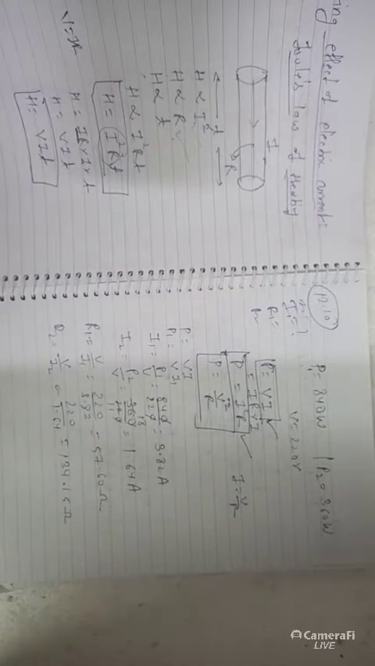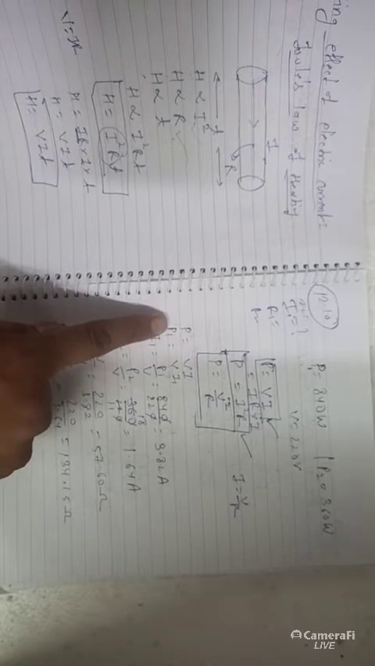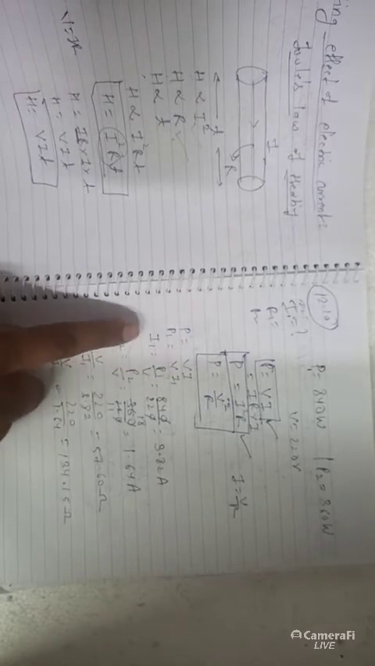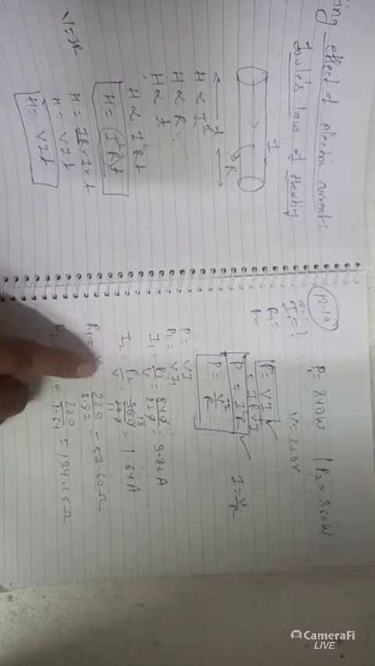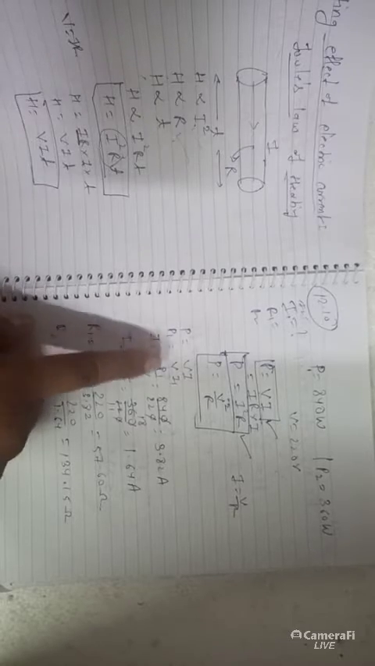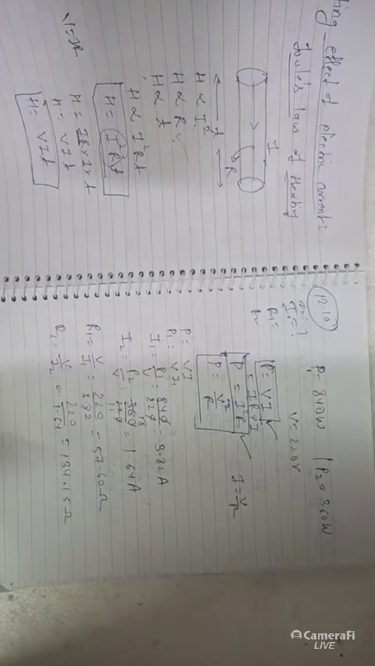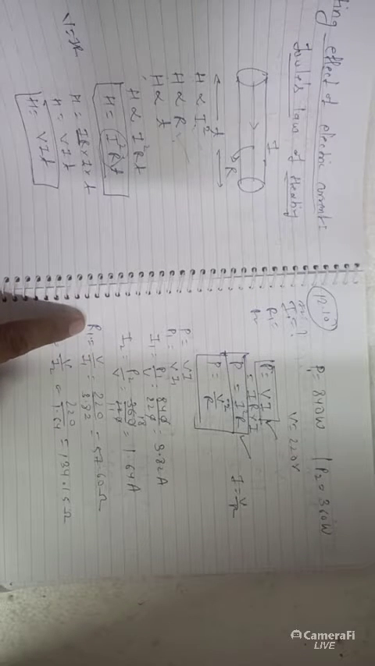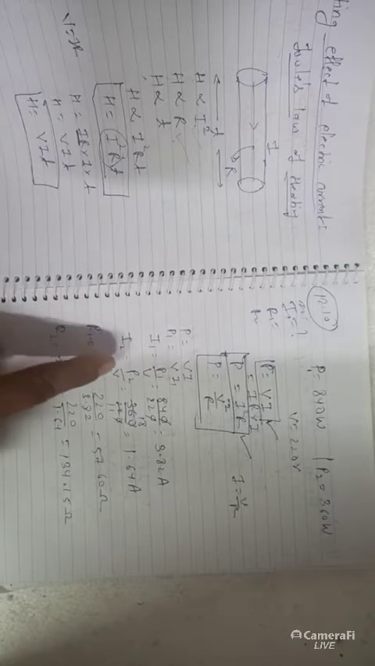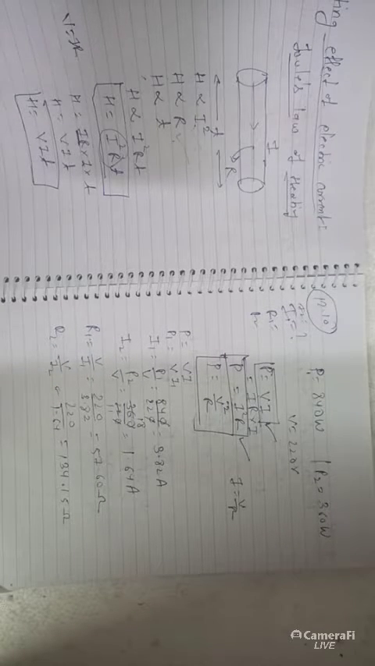To do that, I gave you a formula P equals VI. So we can write P1 equals VI1. In place of I1 we will write P1 by V, and I2 we will write P2 by V. So here we are getting I1 as 3.82 ampere, I2 as 1.64 ampere. Then we can find resistance by using Ohm's law, that R equals V by I. So R1 will be equal to V by I1 and R2 equals V by I2. Now I think up to this point we all are clear with this.